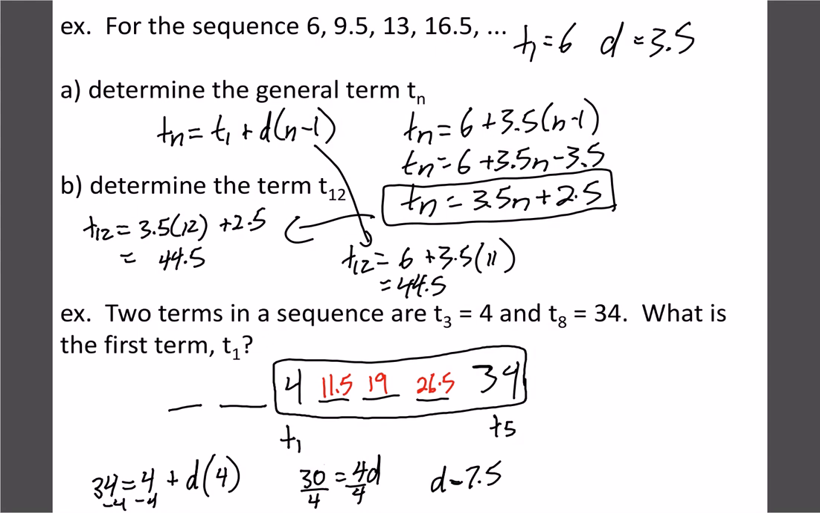So once you have that, we could use a formula again to figure out the rest, but it's probably just as fast to just work backwards. So if we take our 4 and subtract 7.5, that'll give us negative 3.5. And if we subtract 7.5 again, we'll get negative 11. So in this case, negative 11 is our correct answer.